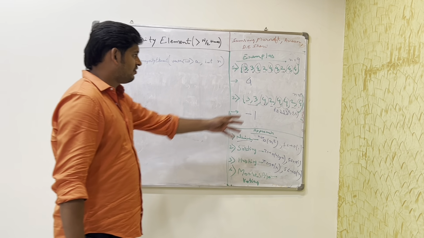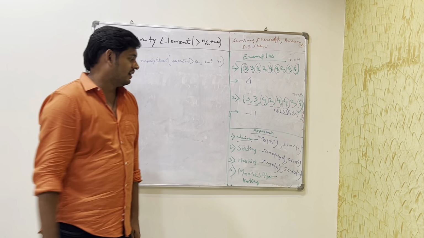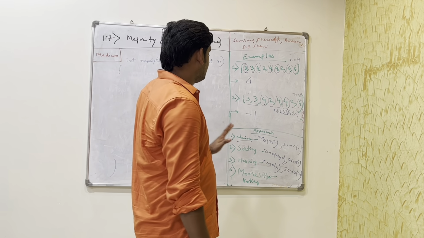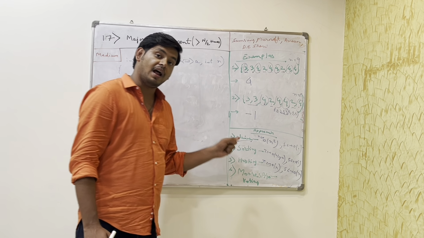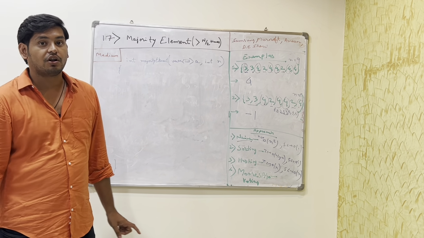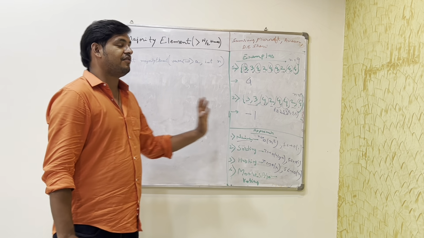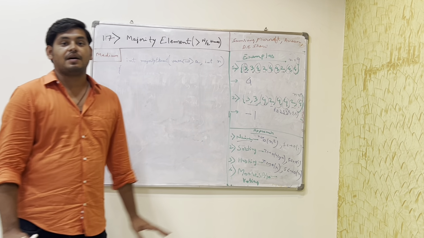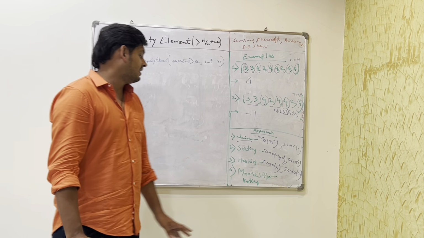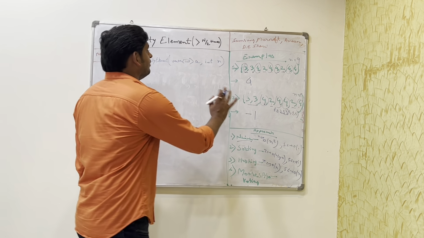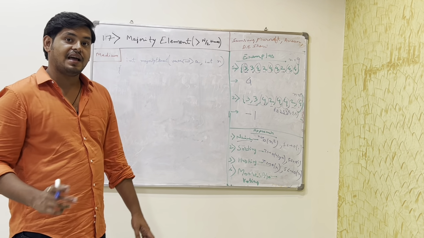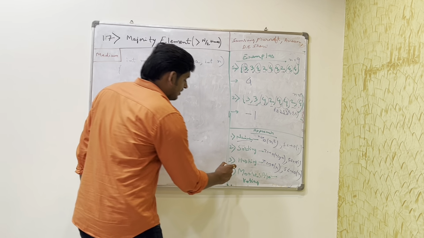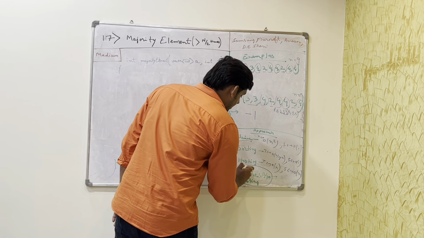So in 3 ways we have solved it, but we have not got any approach where the time complexity is order of n and also the space complexity is order of 1. Do we have any such approach? That would be the optimized approach. Yes, we have an algorithm by which we can solve this in order of n time complexity as well as order of 1 space, and that algorithm is Moore's voting algorithm.